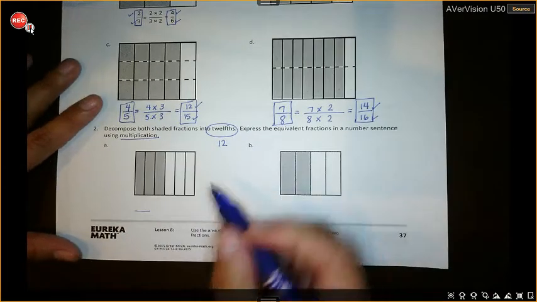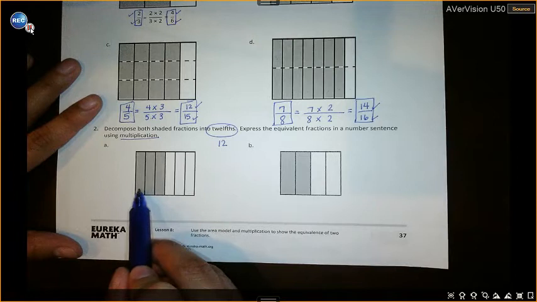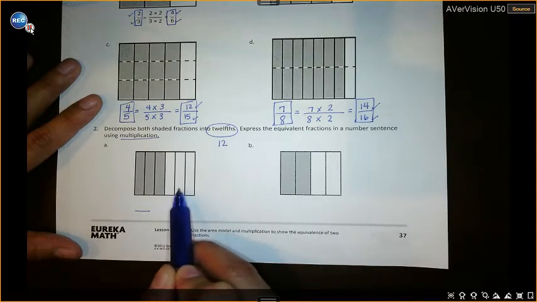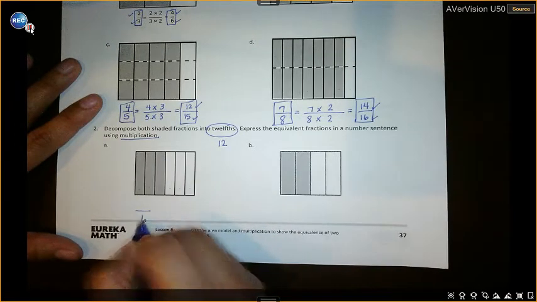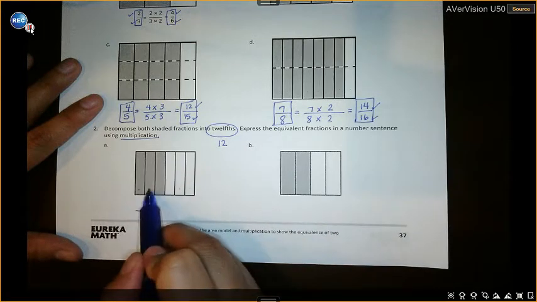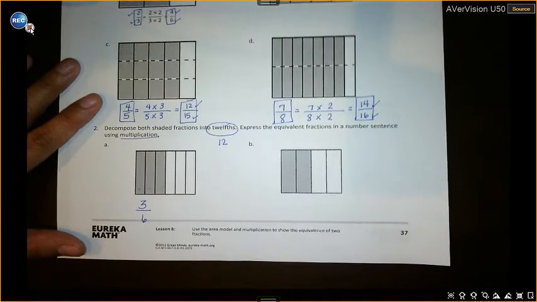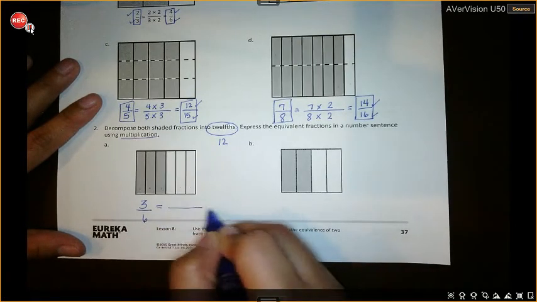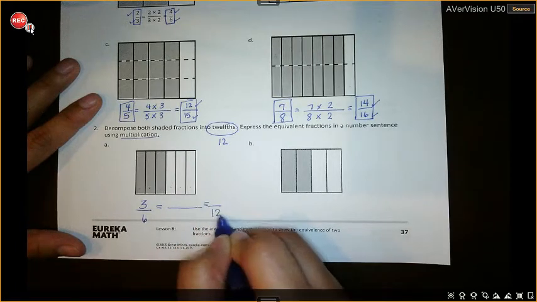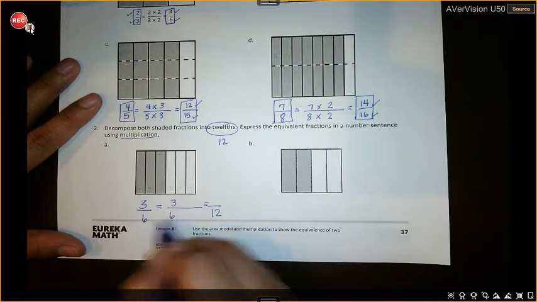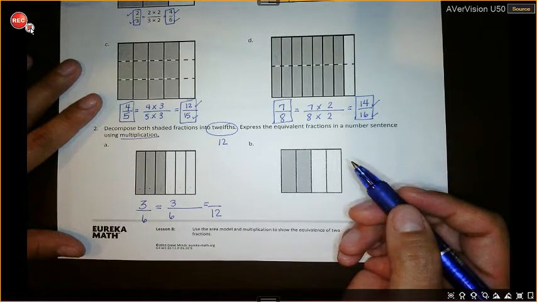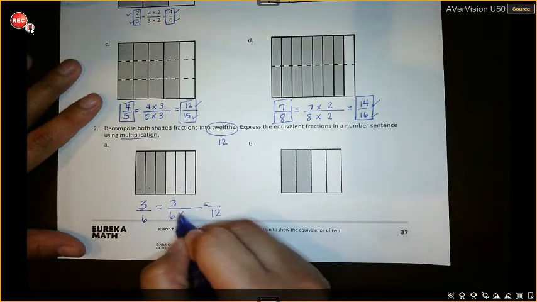Let's count the number of total equal parts. Ready? 1, 2, 3, 4, 5, 6. How many are shaded? 1, 2, 3 are shaded. So what fraction does this model represent? Yes, 3/6. And we have to convert this into 12s. How do we get from 6 to 12? Yes, you multiply by 2.